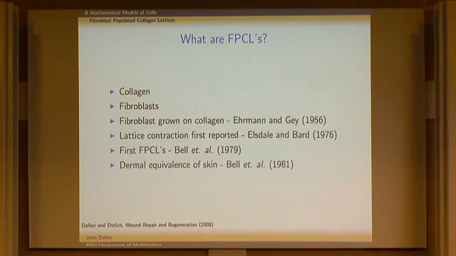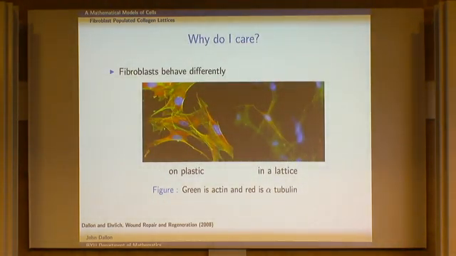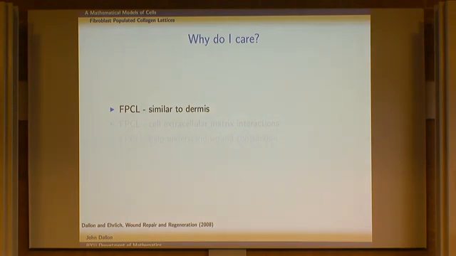And so why do I care? I'm sort of self-centered, so maybe why you care might be the same reason why I care. But I care because, as I said before, on plastic, fibroblasts have a very different morphology on two-dimensional substrates as opposed to in a three-dimensional matrix. So here they're very spindle-like, and here they're flat and spread.